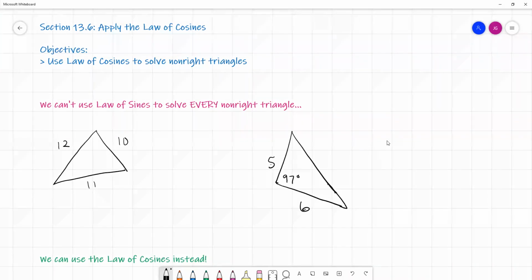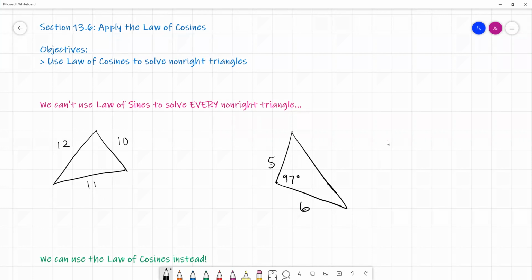Here is 13.6. We're going to apply the law of cosines this time, okay? So in 13.5, we did law of sines, and now this is law of cosines. We're going to use law of cosines to solve non-right triangles, just like we did in 13.5 with the law of sines, okay?